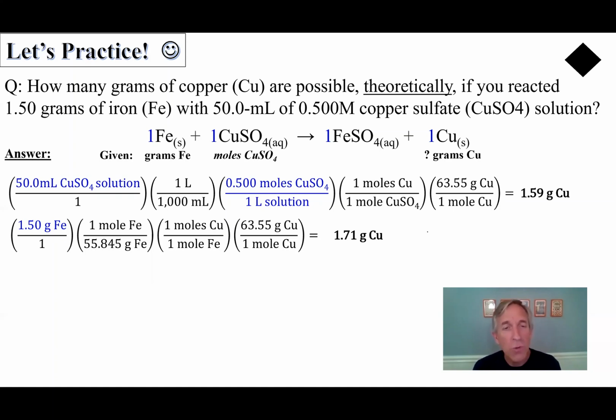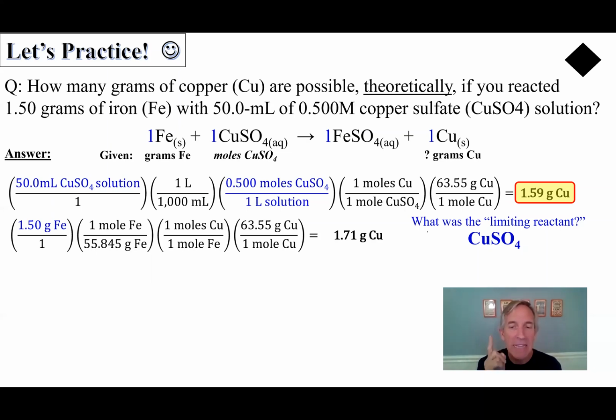So which one is limiting? Which one is in excess? Right? I can only make 1.59 grams of copper theoretically, maximum, at the most. That's it. I could never get to 1.71 grams. So what is limiting? It must be the copper sulfate solution up there, okay? Because that's the maximum amount I could make.